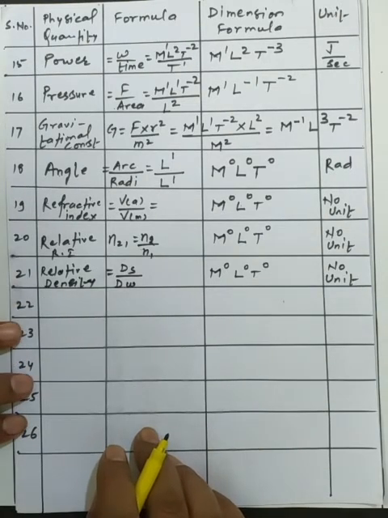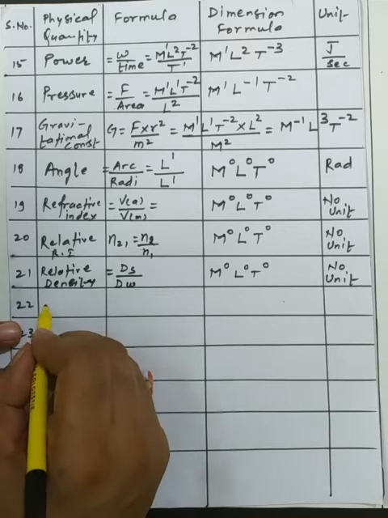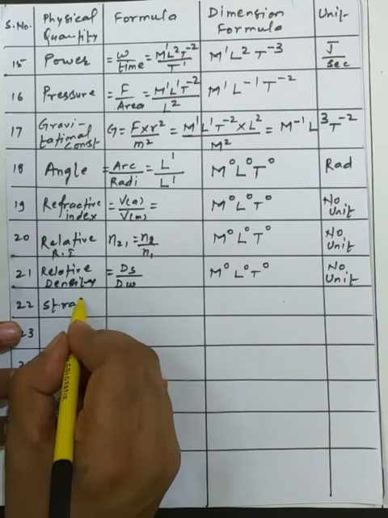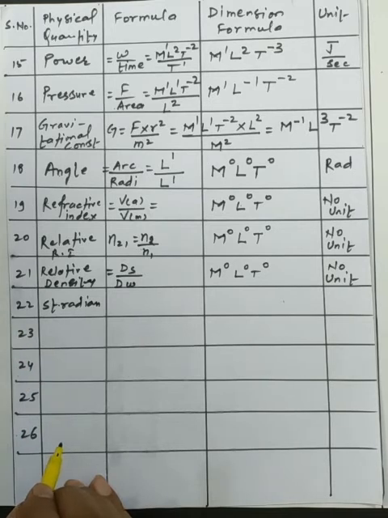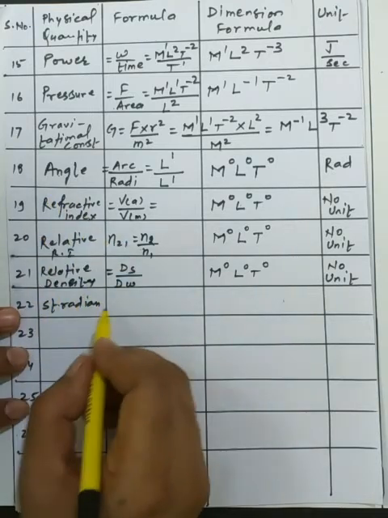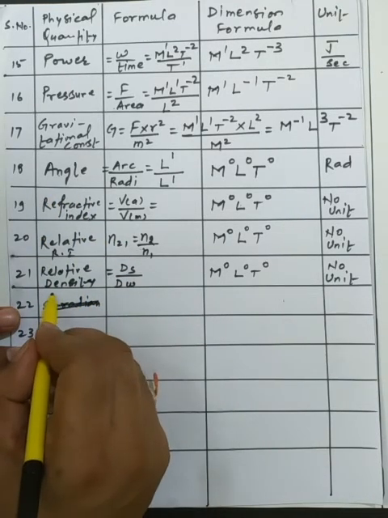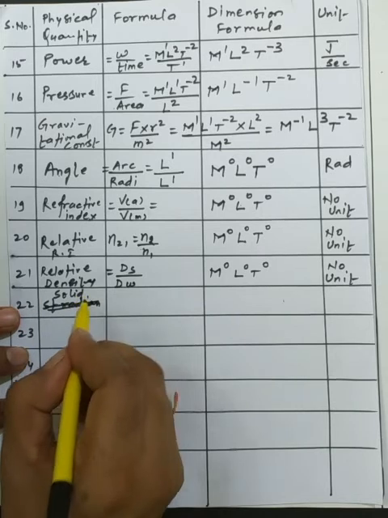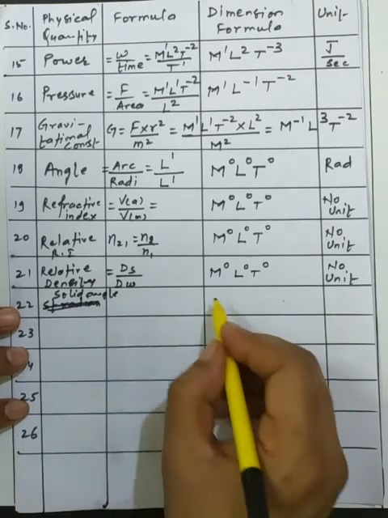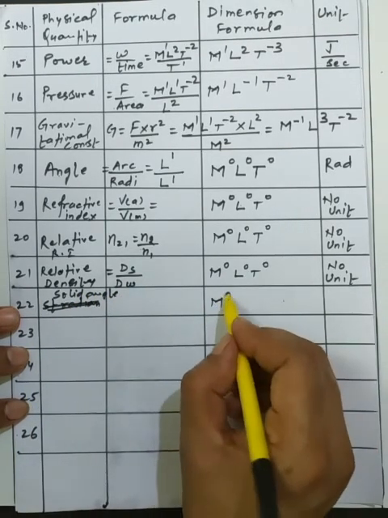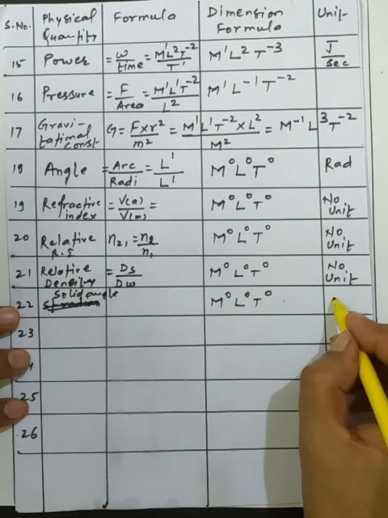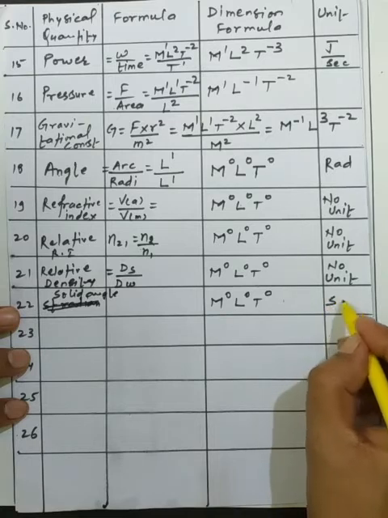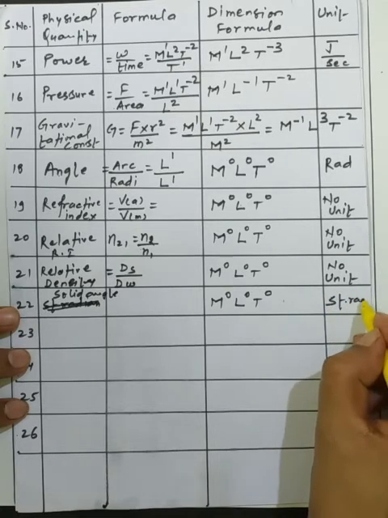Now if I make the concern of the steradian. Steradian is the unit of the solid angle. The radian is the unit of the plane angle. So I am using the concept of solid angle. Solid angle also has the same characteristics as the angle: M0, L0, T0, no dimension, but still the unit is there, that is called the steradian.